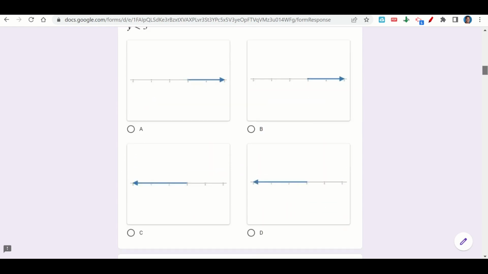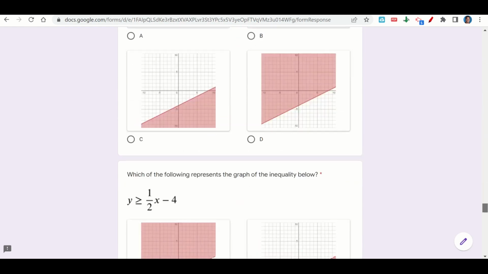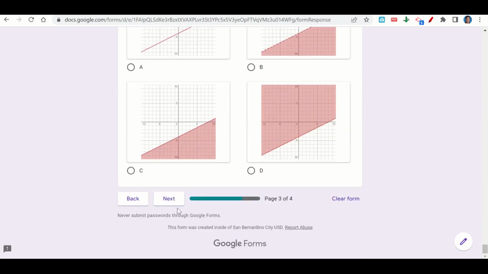So we'll continue to answer each of these questions until we get to the end. Once we get to the end, we'll click Next. This will take you to your Before You Go. Go ahead and fill out your Before You Go and then submit your work on Google Classroom.